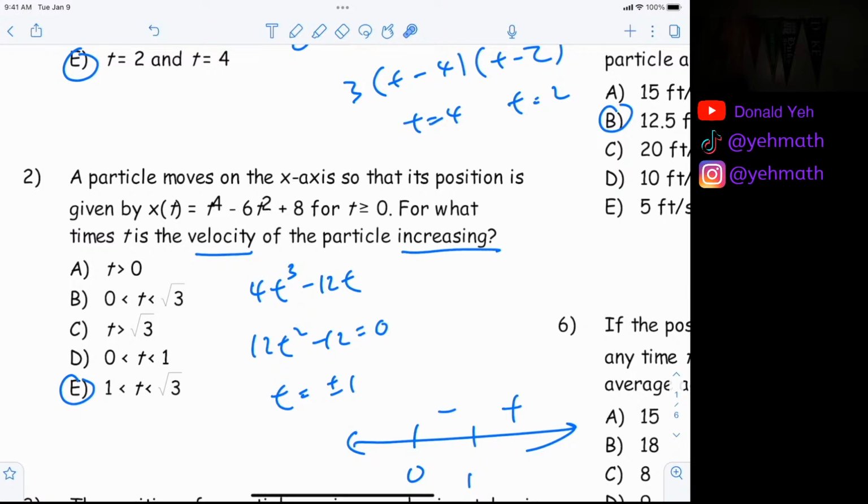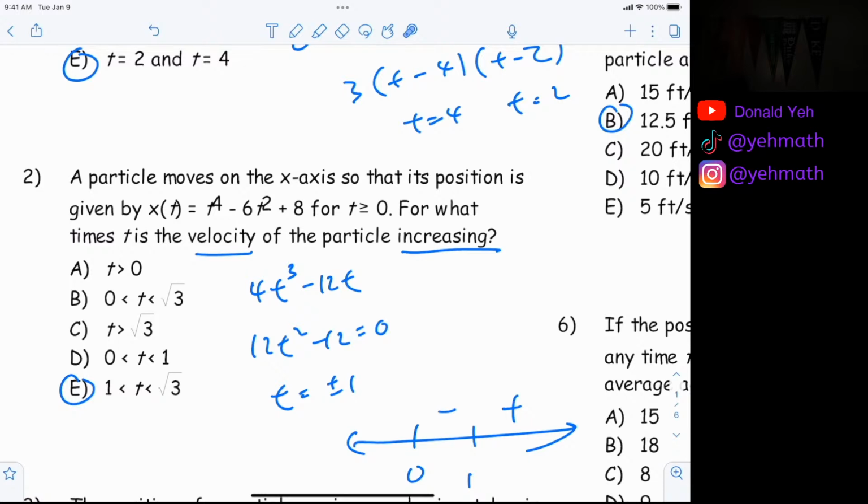Wait, can you say it again? Because they say find what time as a velocity. Well, let's not finish a sentence, just velocity. Velocity is 4t cubed minus 12t, right?